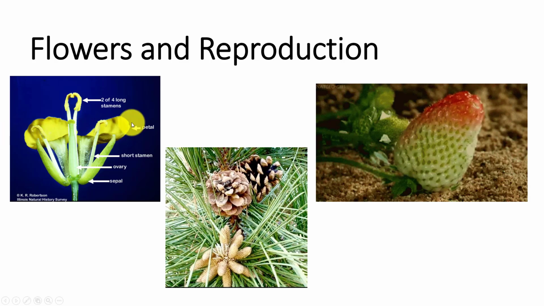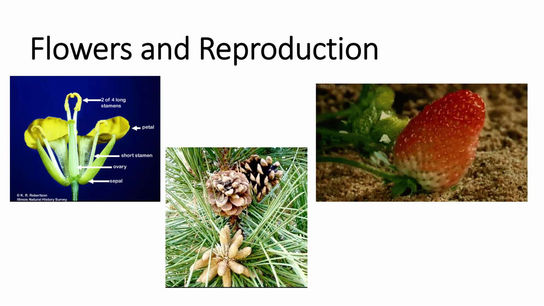Flowers contain the organs and tissues angiosperms need for sexual reproduction. Cones are equivalent structures in conifers. In addition to sexual reproduction, many plants also reproduce asexually, producing progeny that are clones of themselves.